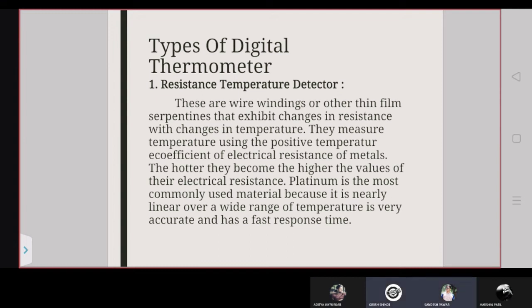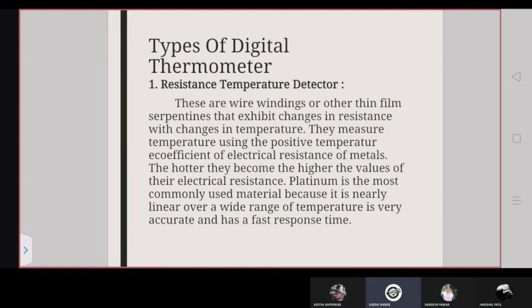Thanks, Sandesh. Types of digital thermometer. First type is resistance temperature detector. These are wire windings or other thin film serpentines that exhibit changes in resistance with changes in temperature. They measure temperature using the positive temperature coefficient of electrical resistance of metal. The hotter they become, the higher the value of their electrical resistance.